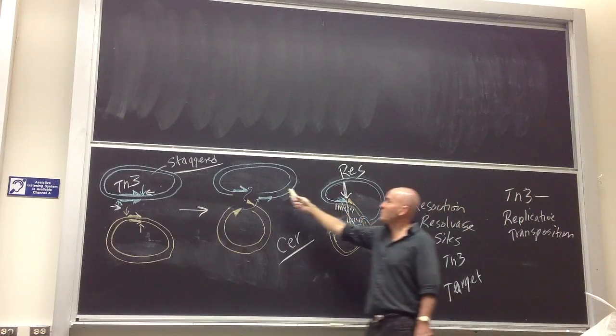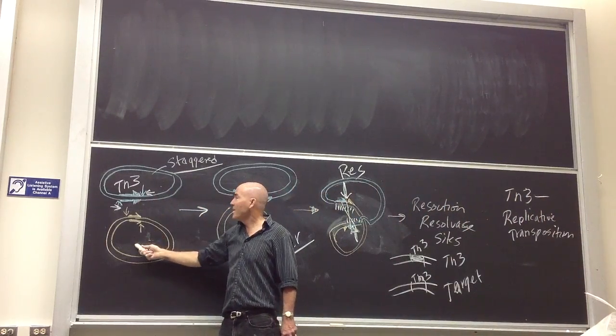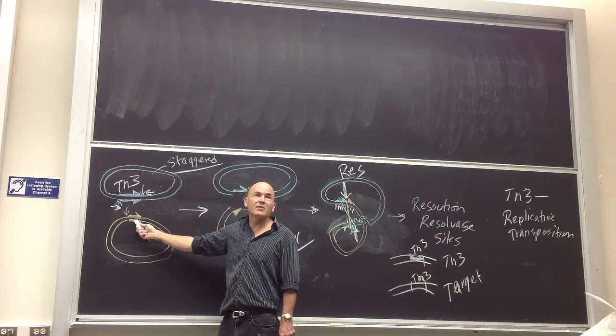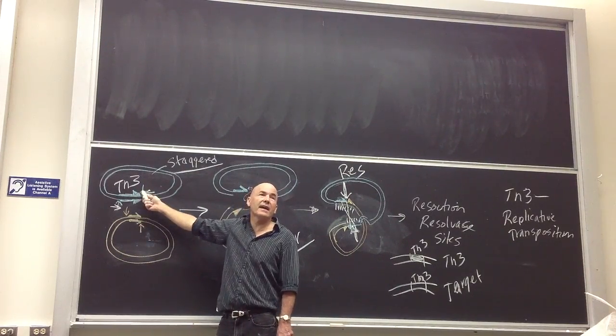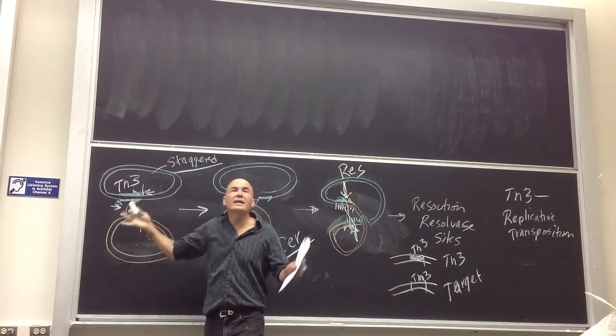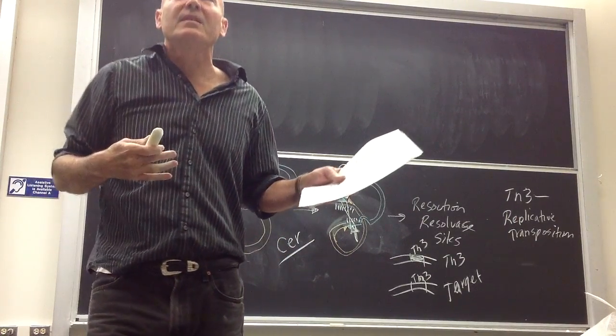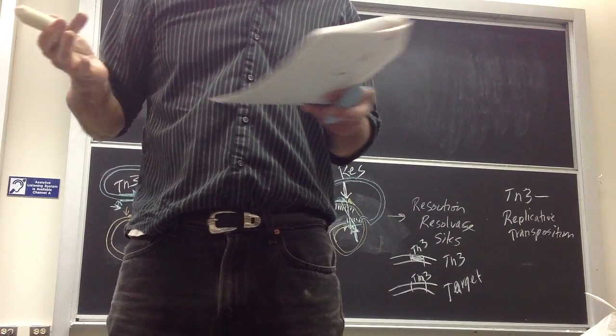Going to give you these back, correct? But what's going to be different about the target? It's going to have the transposon, and the donor's still going to have the transposon. Does everybody see that? All a res site is a way for it to resolve back to the donor and the recipient. Okay? And why does it want to do that?